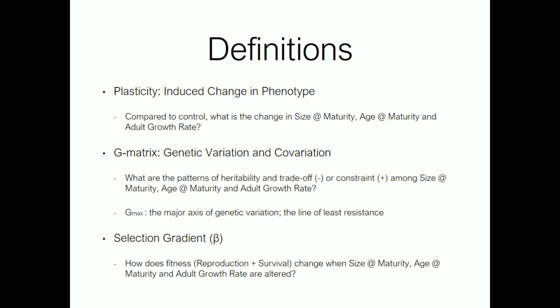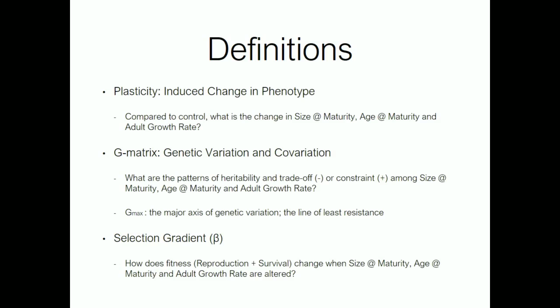The G matrix is a pattern of genetic variation and covariation. In this matrix is an estimate of the heritability of the various traits, as well as genetic trade-offs or constraints, which are positive or negative relationships among these traits at the genetic level. Gmax, when you have more than one trait, is actually the first principal component of this pattern of variation, and it's known as the line of least resistance along which selection can act. Selection gradients are a way in which to evaluate how fitness, reproduction, and survival, the combination of the two, respond when various traits in the population change.